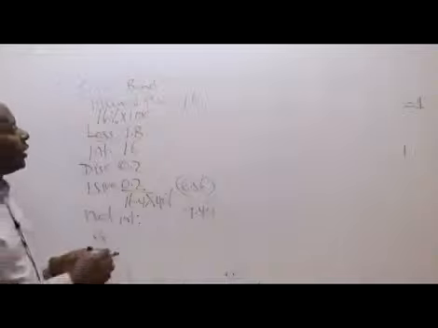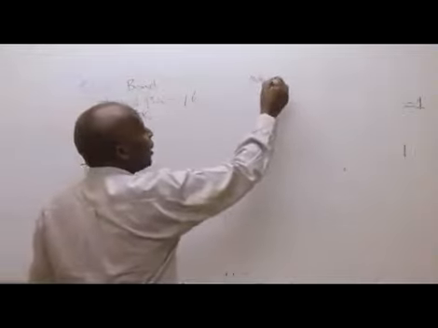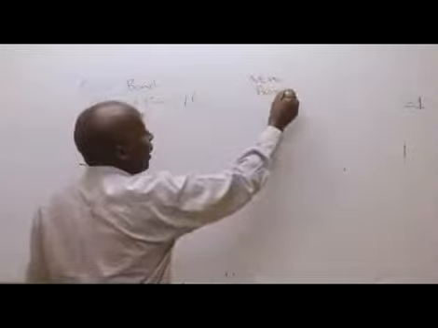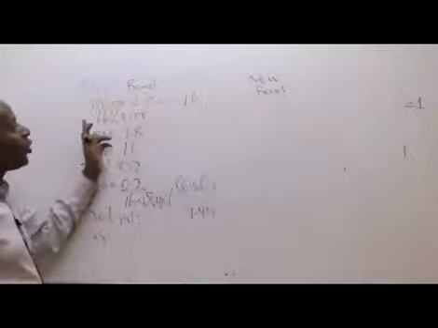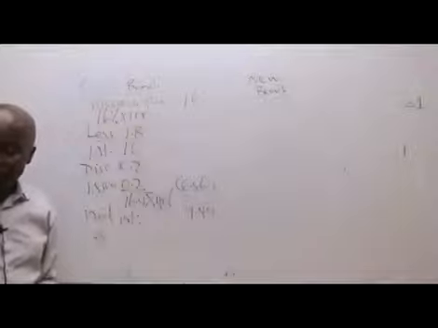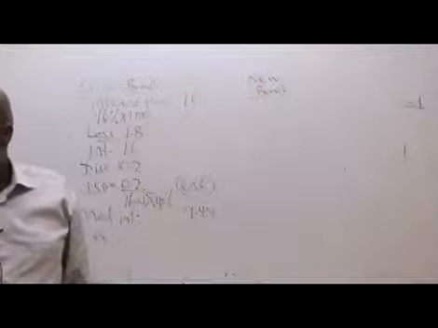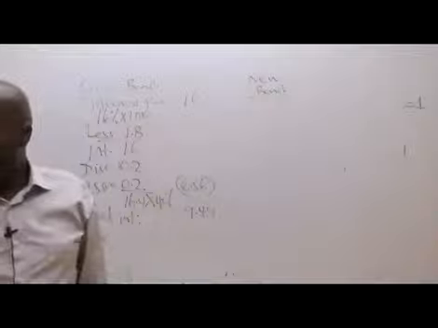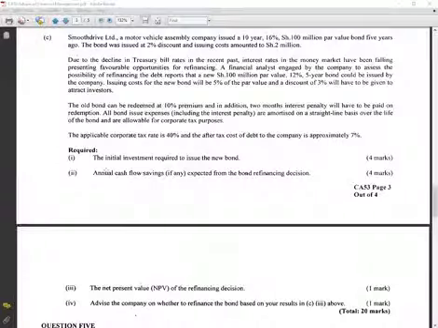Now, once you get that, come and give us the new bond. Start with the interest per annum of the new bond. Already we have our new bond percentage. So our new bond percentage is given here. Due to the decline in treasury bill rates in the recent past, interest rates in the money market have been falling, presenting favorable opportunities for refinancing.